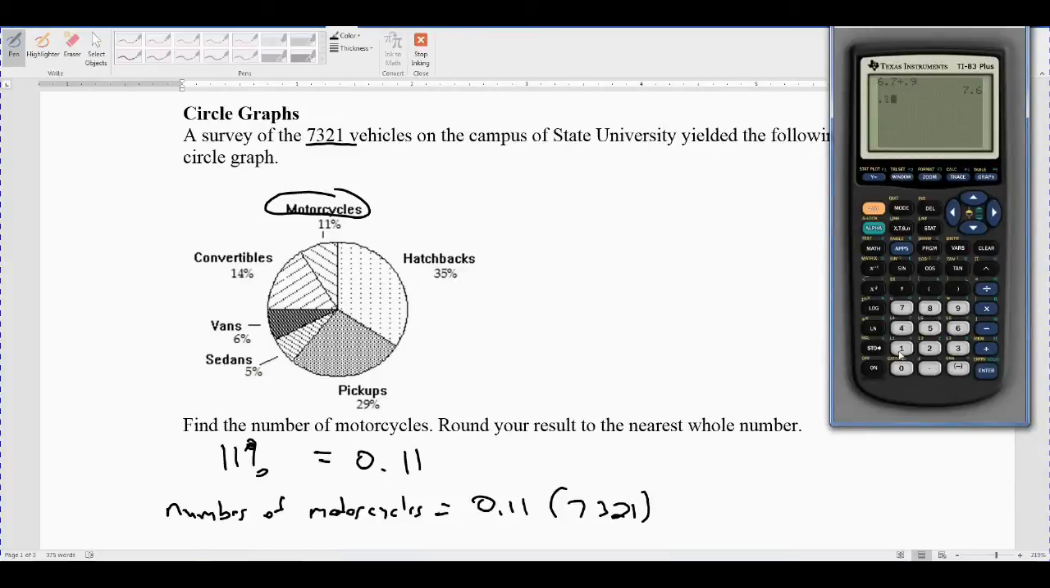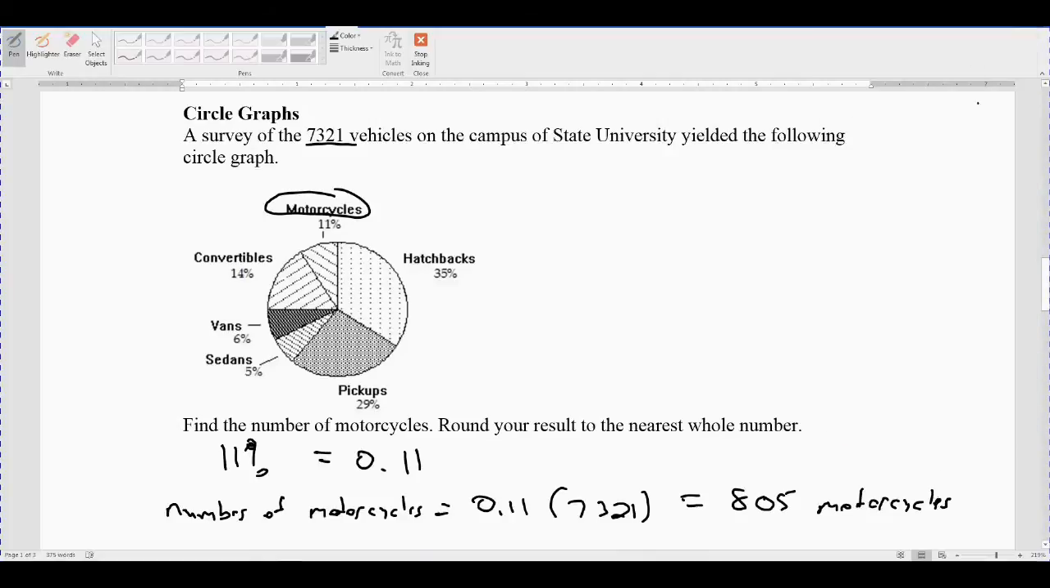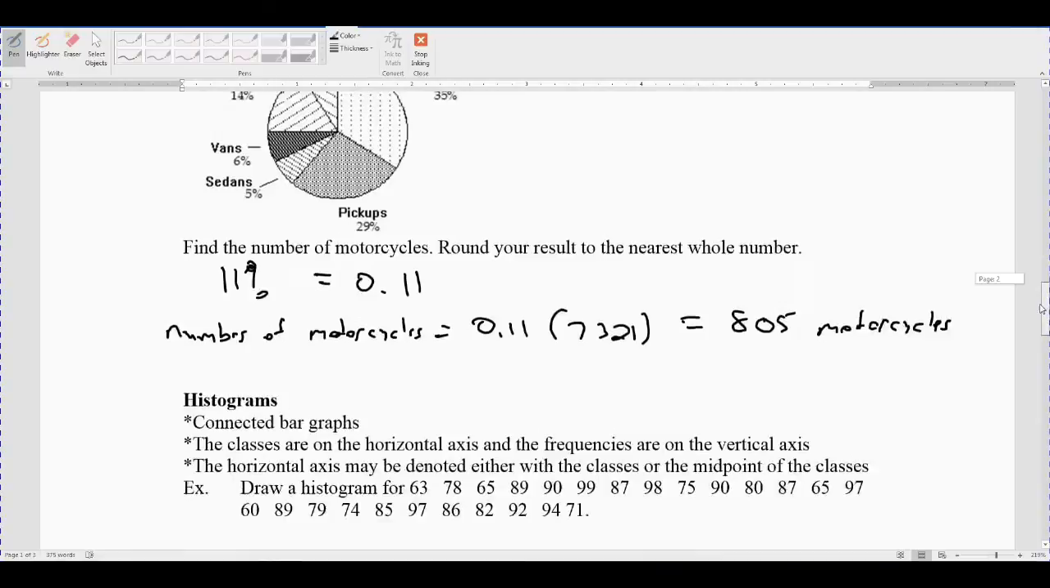And so that's 0.11 times 7,321. And round to the nearest whole number. So that's 805 motorcycles. And that's pretty much it for that example.